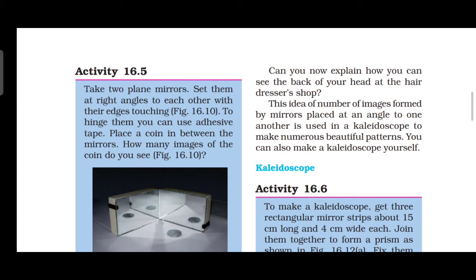The number of images formed by mirrors placed at an angle to one another is used in a kaleidoscope to make numerous beautiful patterns. First we want to keep one object. Then observe the object in the mirror. Then mark the point of the object.